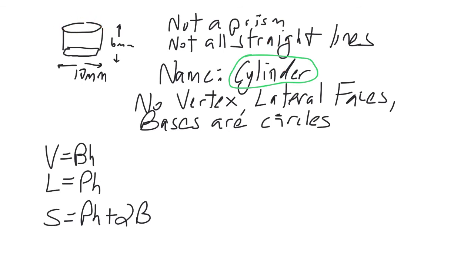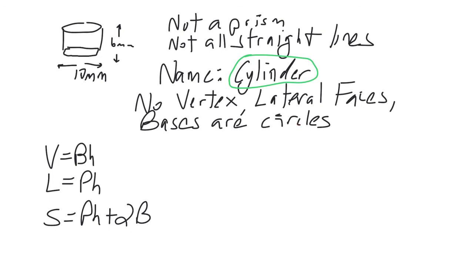It's called a cylinder. We don't talk about vertex points anymore because those are points where straight lines would meet. We don't talk about lateral faces. Lateral faces would be polygons, so they'd be like rectangles or triangles. Not here. The bases here are circles, but we're not going to name them with letters, just circles.